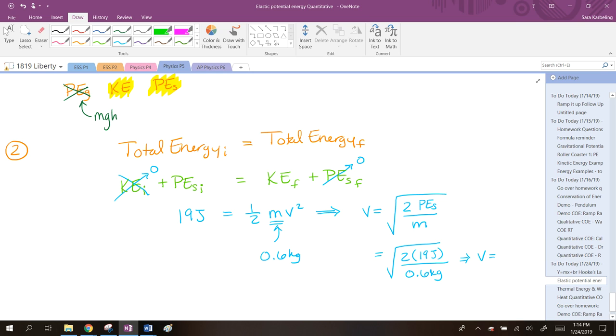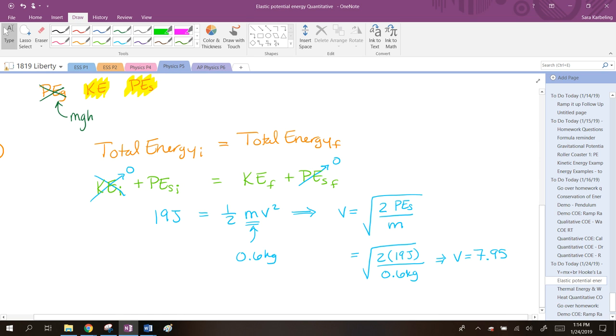How fast is he going? Megan, did you get an answer? What did you get? 7.953. I'll do 7.96. Resist the urge to go to the thousandths place. What are the units? Meters per second. So he's going pretty fast coming out of that little launcher.